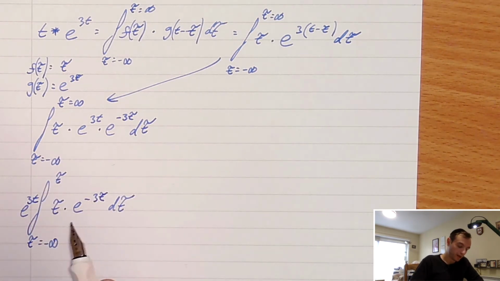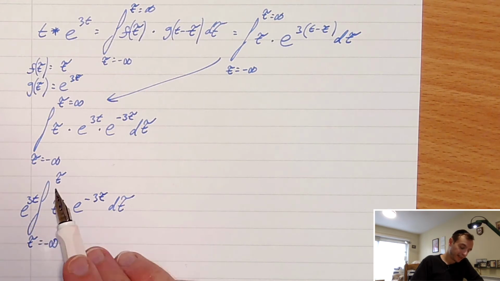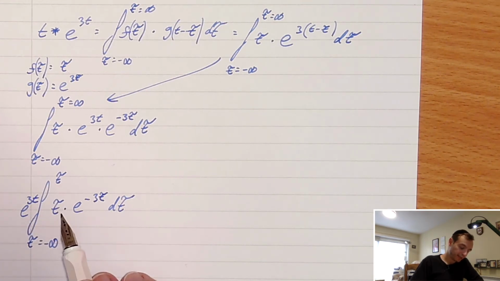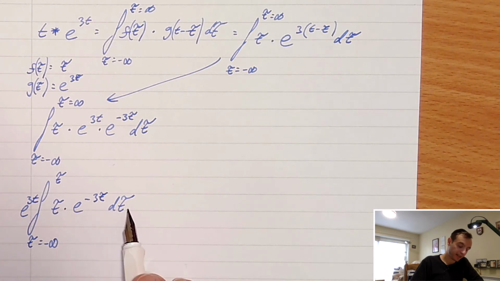Okay, so I've got to this point here. I've taken e to the 3t out of the integral, and we've got tau dot e to the minus 3 tau d tau. So at this stage, I'm going to use integration by parts.